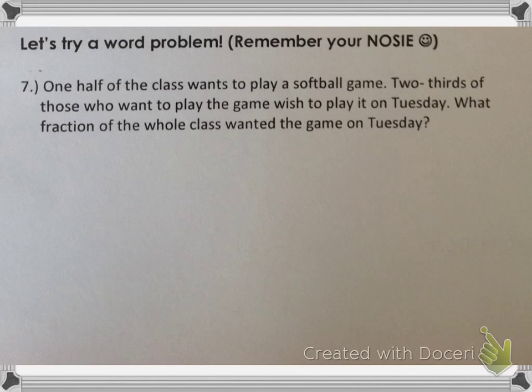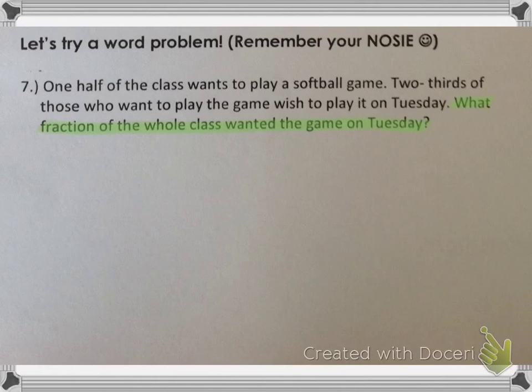So first, let's read the problem all the way through without making any marks. 1/2 of the class wants to play a softball game. 2/3 of those who want to play the game wish to play it on Tuesday. What fraction of the whole class wanted the game on Tuesday? So now that we've read it, we can go back through and highlight the question, which is, what fraction of the whole class wanted the game on Tuesday?